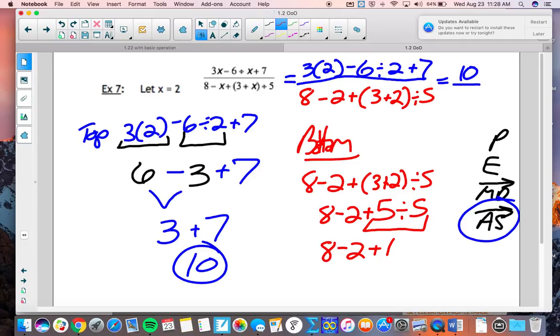Now it comes down to addition and subtraction. I need to do whichever operation is on the left or furthermost to the left. So I have 8 minus 2, which is 6, plus 1 is 7. So on the bottom I have 7. So the solution is 10/7. Bada bing, bada boom.